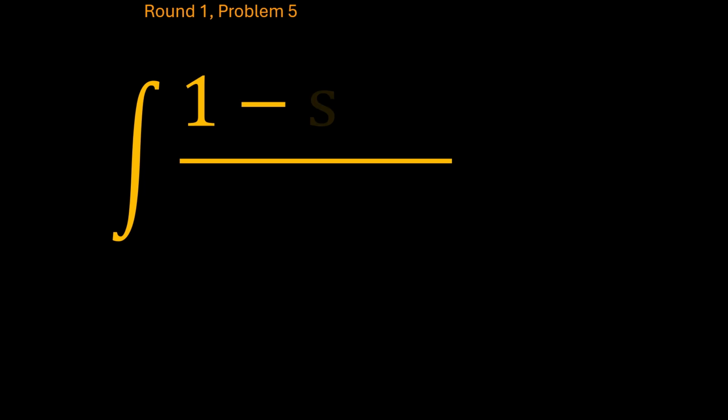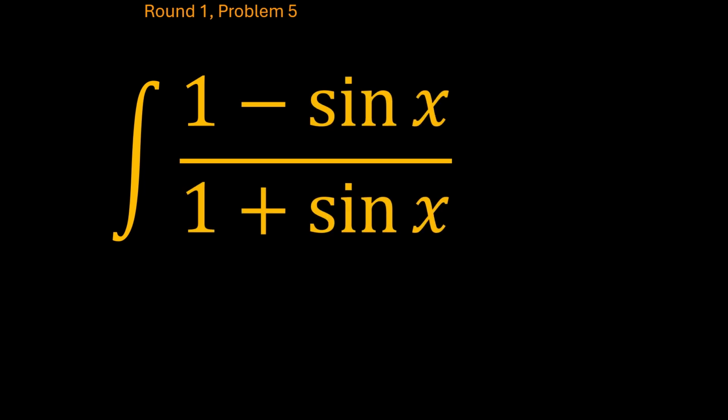Problem number 5 was the indefinite integral of 1 minus sine x over 1 plus sine x. Again, this is a fairly easy problem, but sadly, none of the contestants was able to solve it. We'll show you that scene, but also go into introducing our version of the solution.